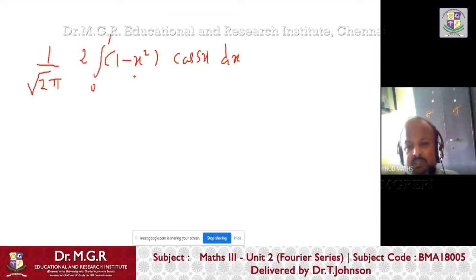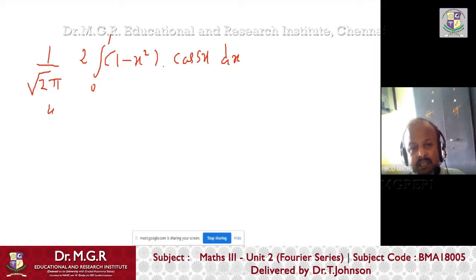Since 1 minus x square and cos x are even, this product is even, so I can write minus 1 to plus 1 as 2 times 0 to 1, 1 minus x square cos x dx. But 1 minus x square into sin x becomes 0, because this is even and sin x is odd, so the whole term becomes odd. In that case, minus 1 to plus 1 of an odd term becomes 0. So we get only cos x.